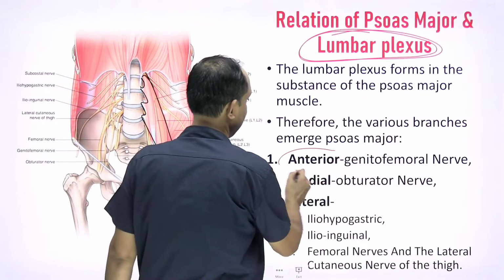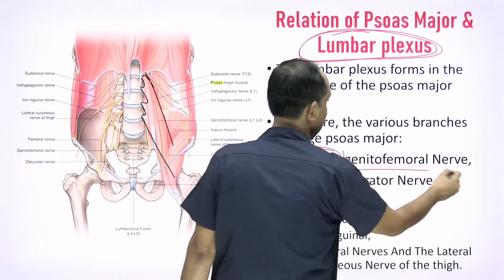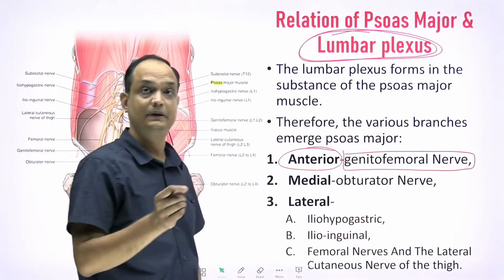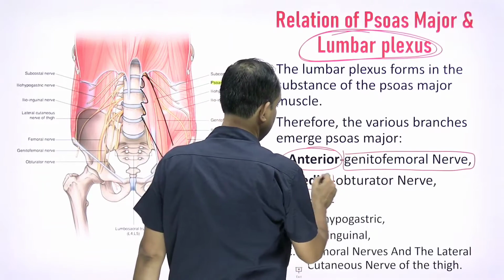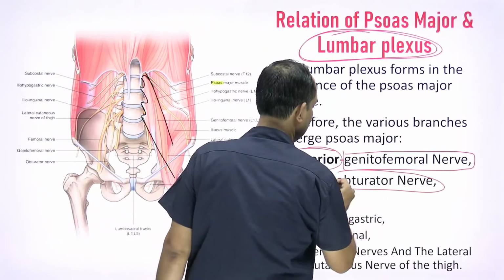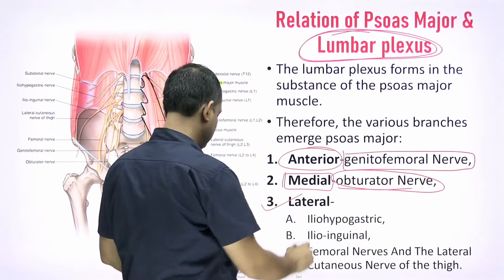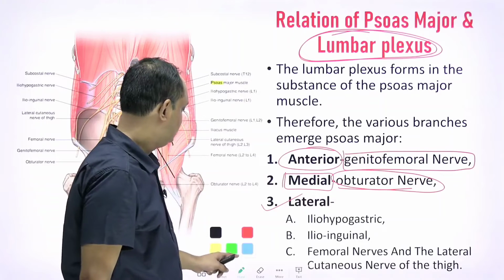On the anterior surface of the psoas major you have the genitofemoral nerve, which comes out by piercing the anterior surface. The medial surface of the psoas major is pierced by the obturator nerve, and laterally, from above downward, there are three muscles.